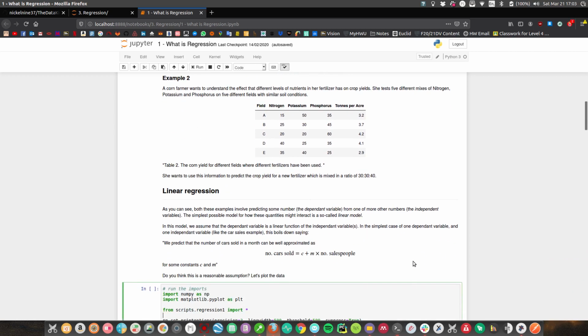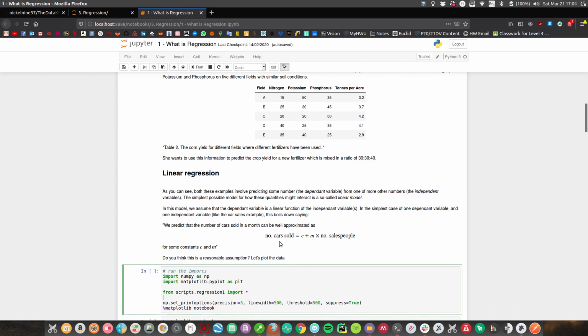Both of these examples involve predicting some number, which we often call the dependent variable, from one or more other numbers, which we call the independent variables. And basically the simplest kind of model that we can build for this is the linear model. In this model we approximate our outputs, our dependent variables, as a linear function of our input variables. So we'll come on to see exactly what that means, but to just describe it in terms of maths first, we have something like this.